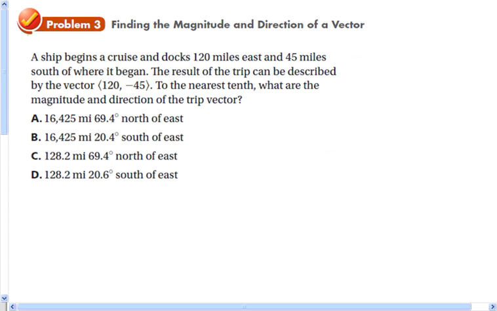All right, a ship begins a cruise and docks 120 miles east and 45 miles south of where it began. The result of the trip can be described by the vector 120, negative 45 to the nearest tenth. What are the magnitude and direction of the trip vector?